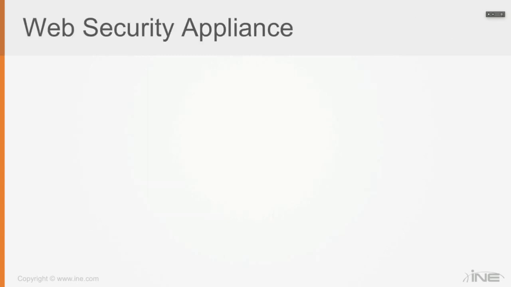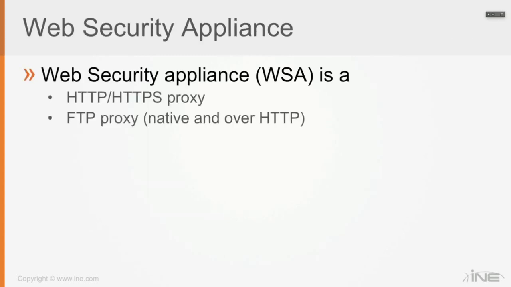Now the Web Security Appliance is nothing else but an HTTP and HTTPS proxy. It's also an FTP proxy. It supports proxying both natively and over HTTP. So in both cases, the Web Security Appliance can behave like an FTP proxy. And we have two models.